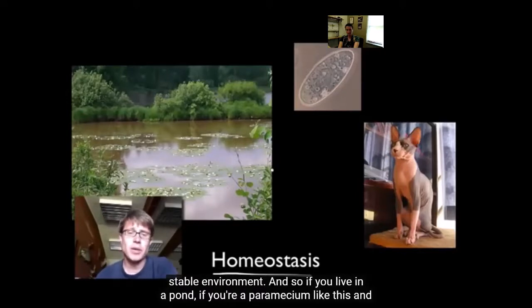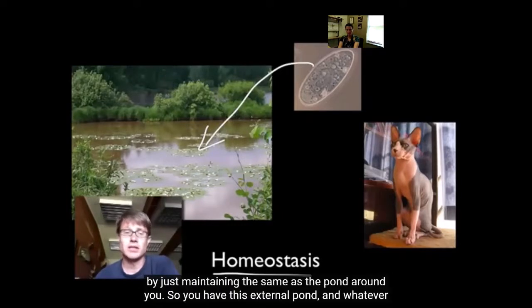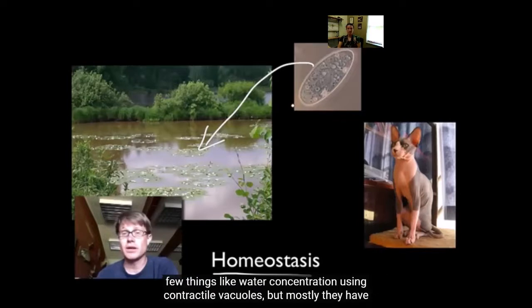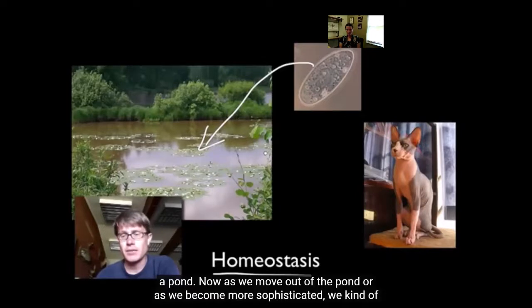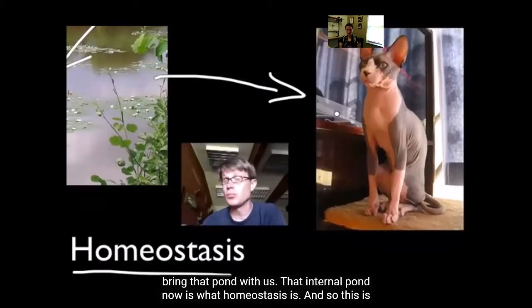And so if you live in a pond, if you're a paramecium like this, you let a lot of your environment just go, and you maintain that environment by just maintaining the same as the pond around you. So you have this external pond, and whatever the temperature of that is, that's the temperature of the paramecium. Now, they'll regulate a few things like water concentration using contractile vacuoles, but mostly they have a pond. Now, as we move out of the pond, or as we become more sophisticated, we kind of bring that pond with us. That internal pond now is what homeostasis is.